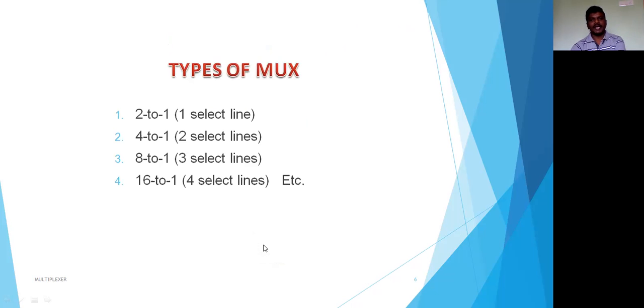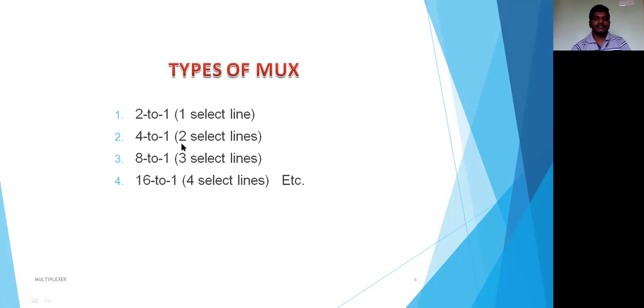Now let us see the types of mux. As I told you, there is a relation between the number of select lines and the inputs. If there are m select lines, then there will be 2 power m inputs. Now, if the number of select lines is equal to 1, then we will get a 2 to 1 mux, because n is equal to 2 power m. Here m is equal to 1, that is, one select line is there. So 2 power 1 becomes equal to 2. Therefore, we will get a 2 to 1 mux.